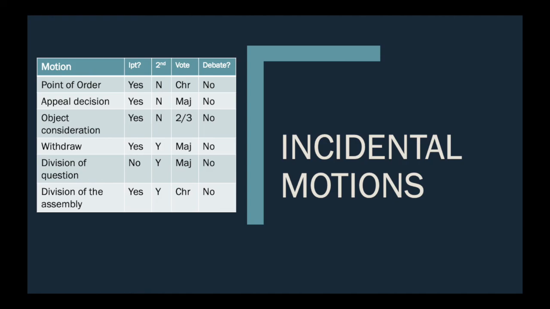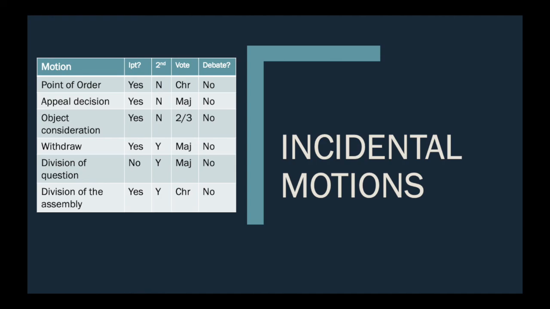A couple of other motions: division of the question. This is if a motion that's currently on the floor, you think that that motion should be divided into two separate motions. So let's just say the motion is to approve $500 for the so-and-so representative and then $200 for something else. If you think that that motion should be divided into two different motions, you can make a division of the question. You cannot interrupt to do this. You have to wait your turn.